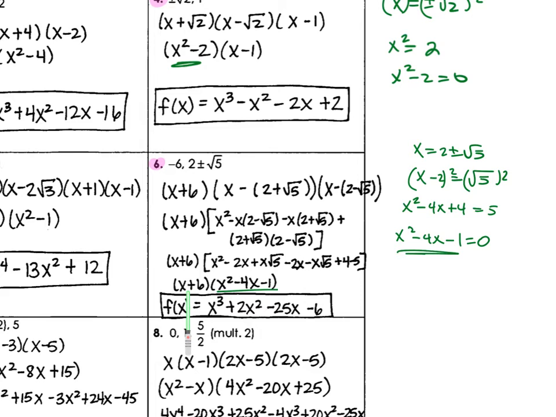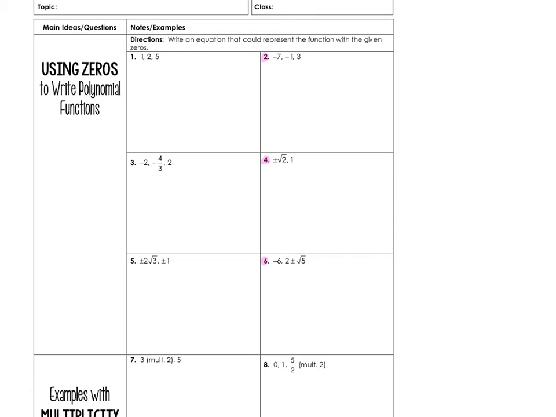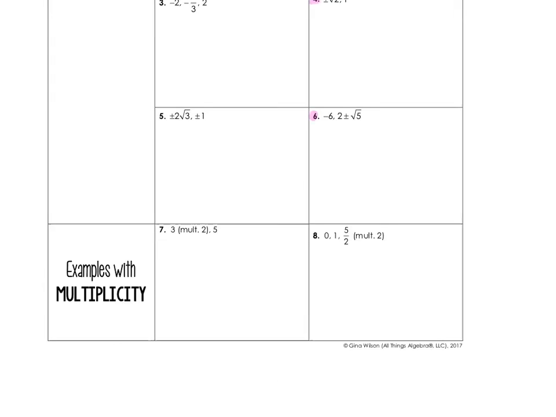So then I'm going to FOIL with the x plus 6. So I have x cubed plus 2x squared minus 2x minus 6. Now, let's see what happens when I have a term with multiplicity, right?